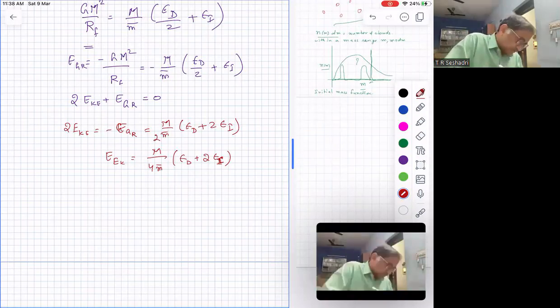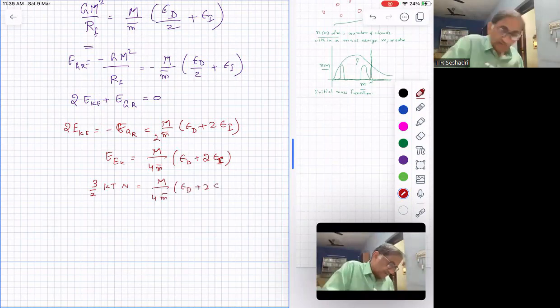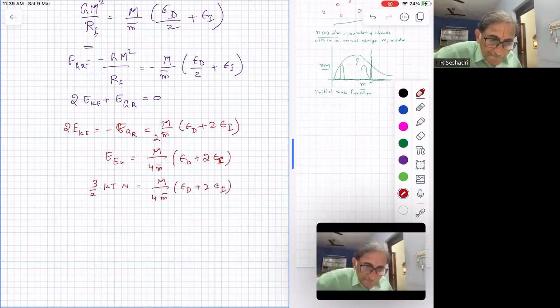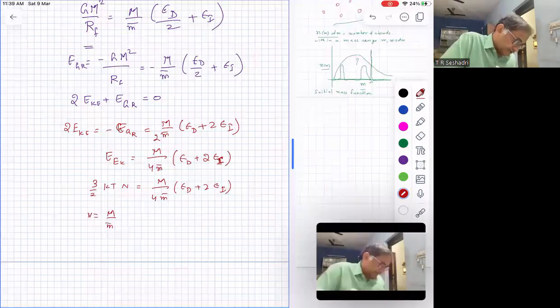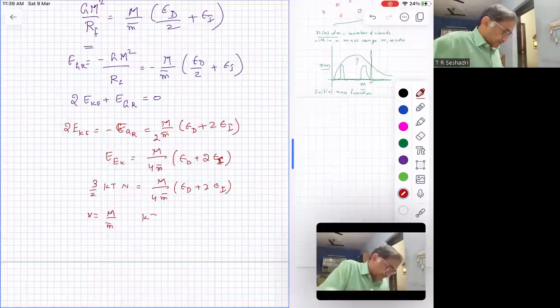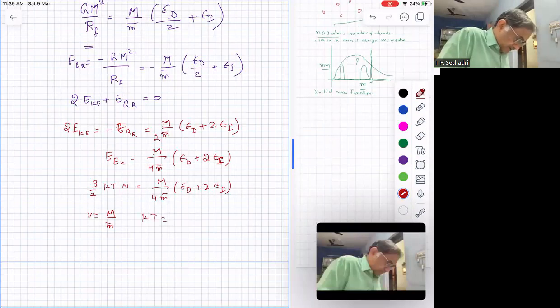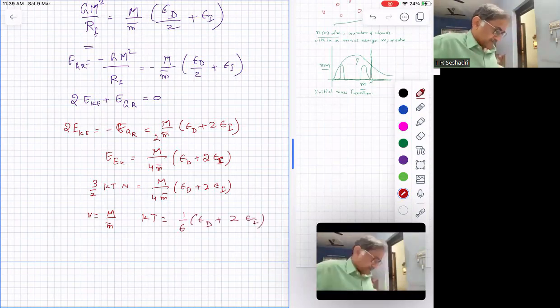Okay. So now this should be equal to 3 by 2 KT into N is equal to M by 4 M bar epsilon D plus 2 epsilon I. Okay. And N is equal to M by M bar. And so I have KT is equal to 1 by 6 epsilon D plus 2 epsilon I.